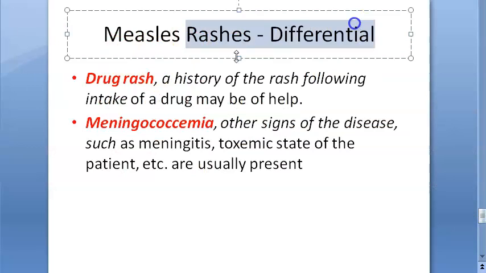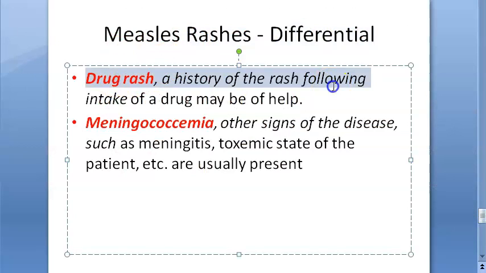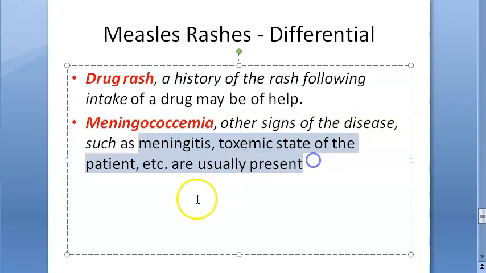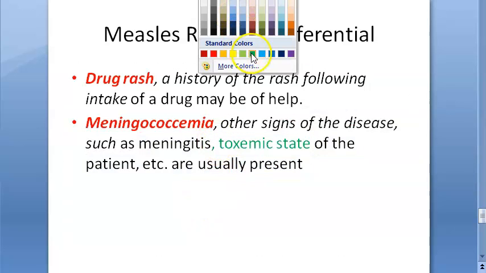It doesn't end here. We have to look at drug rash. A history of rash following any drug. Some people can take a drug and they can have rashes, right? So it could be a drug related rash. Meningococcemia. This is because of bacteria. Don't tell me this is some viral. Cocci means bacteria, such as meningitis, with a toxemic state of the patient. Here there will be a toxemic state of the patient.